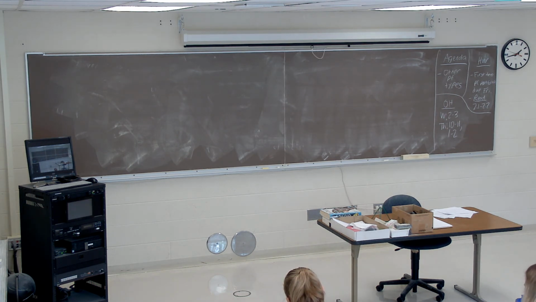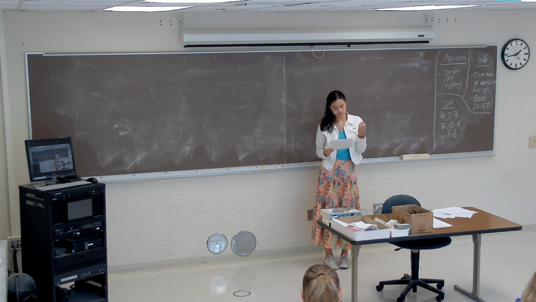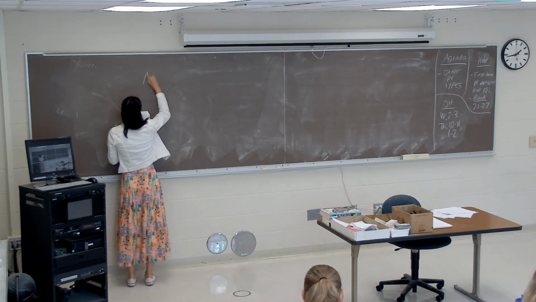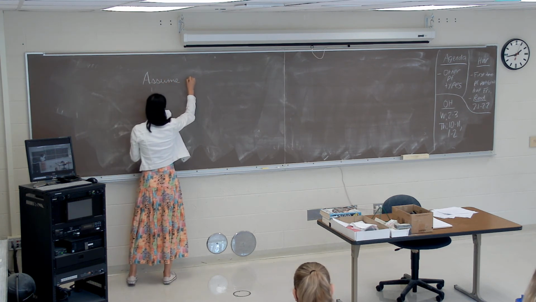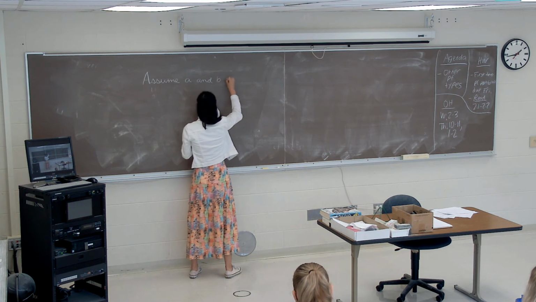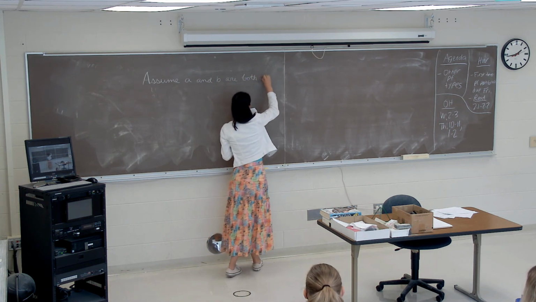Okay, and last up we have Helen Mariah. Okay, I'm going to do the proof by contradiction. So here it states, assume A and B are both integers.